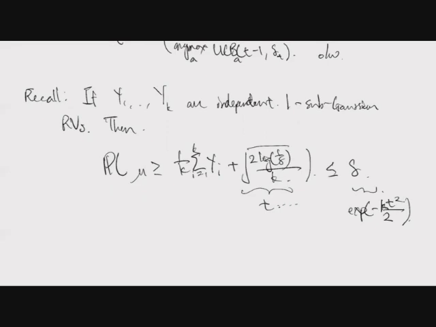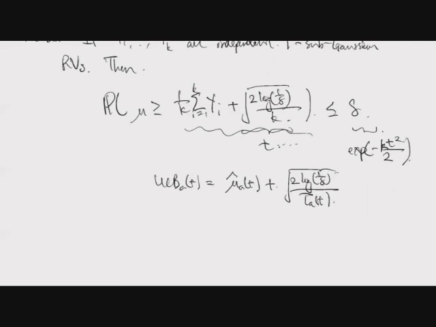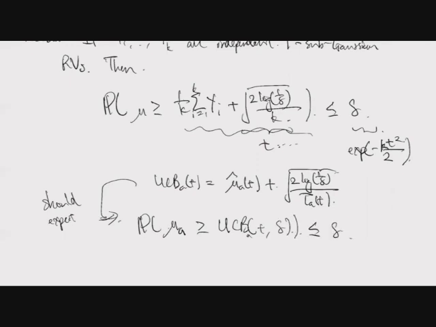Okay, so the upshot of that is that if you set UCB to be something that looks like this, so UCB of t is equal to the mean at that point plus the square root of 2 times log 1 over delta divided by T_A(t), then we should expect that the probability that the mean for arm A is bigger than our upper confidence bound should be less than delta. So that's what we should expect based on Hoeffding's inequality.